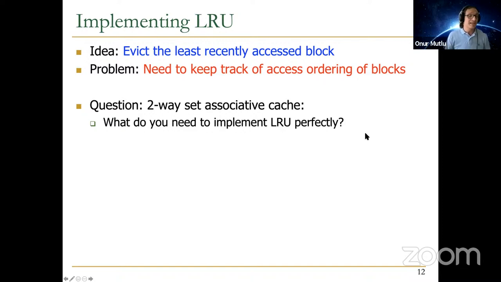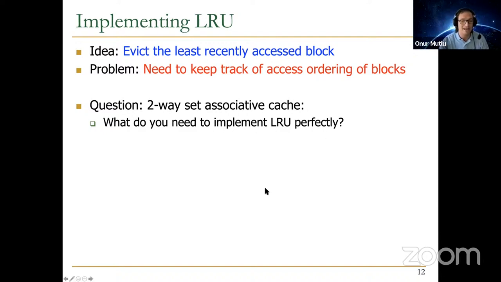And in this case, it's simple actually, because you have two possible things to evict. So if you want to keep an ordering between them in terms of which one is the least recently used, you just need one bit to specify which one is the least recently used. And automatically the other one is the not least recently used because you only have two possible things, right? So in this case, it's very simple to implement LRU.